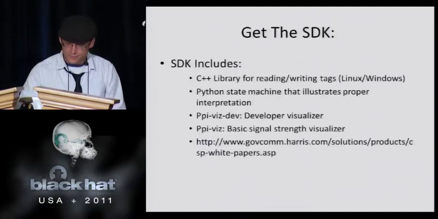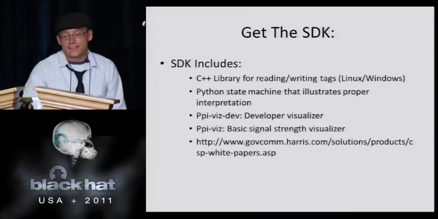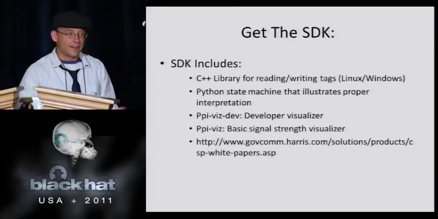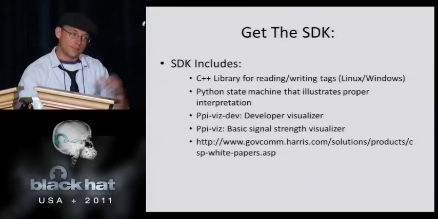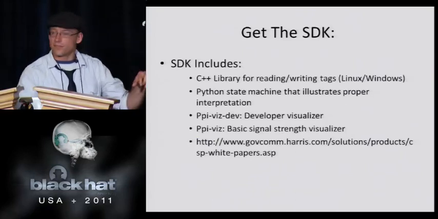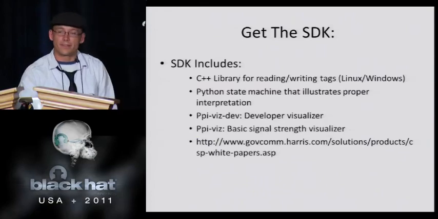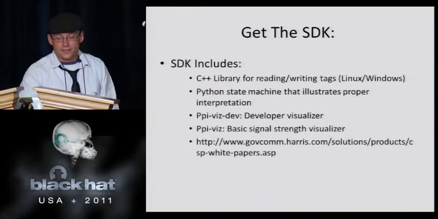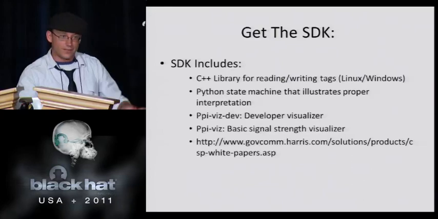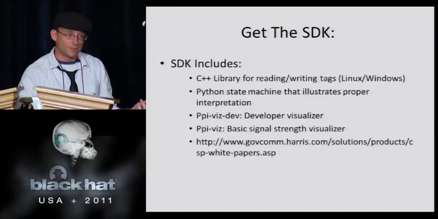There's a link. The SDK includes a C++ library for reading and writing all of those tags I was showing you, a Python state machine, which the visualizer is built on top of to show you how to interpret them, so there's no ambiguity. I hate standards who have ambiguity. You should have to implement it before you give it to anybody. And then there's the two visualizers that I was generating all this data with. So you should be able to download it there. I will not be surprised if they haven't put it there yet, though.